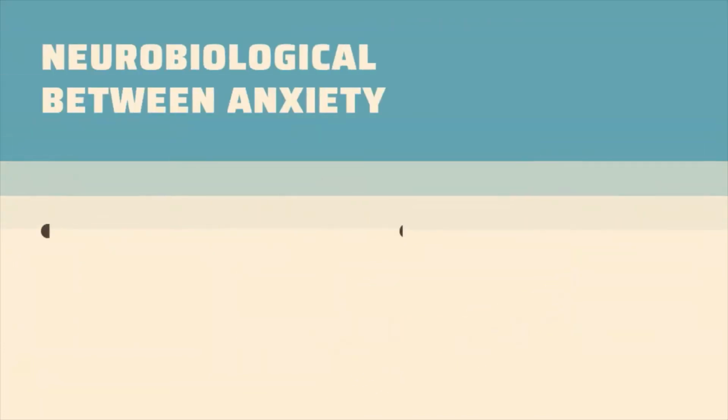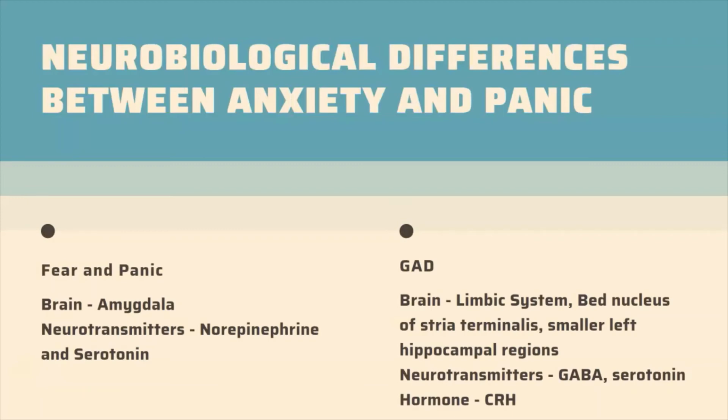Next, we're moving on to the neurobiological differences between anxiety and panic. When we are looking at fear and panic, the brain area involved is the amygdala. The amygdala is like a chain reaction wherein the person immediately engages in a fearful, panic-like state, wherein there is a rush of epinephrine, a rush of physiological responses at its peak. So that's the brain area, and the neurotransmitters are norepinephrine and serotonin. That's why we notice that the person is at the edge, and their reactions are really at their peak and intense.